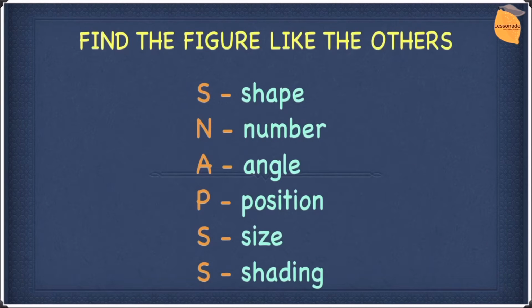Before we start into the questions, let's first look at SNAPS. S stands for shapes. So what shapes are there and how are they similar to each other? N stands for number, the number of shapes, the number of lines, or the number of sides in a shape. A stands for angle, the rotation or reflection of a shape. P stands for position, the position of an element, such as arrows and lines. S stands for size, the shapes that get larger or smaller in size. And S stands for shading, the shading pattern or color of a shape. Since we now know what SNAPS is, let's move on to our first question.